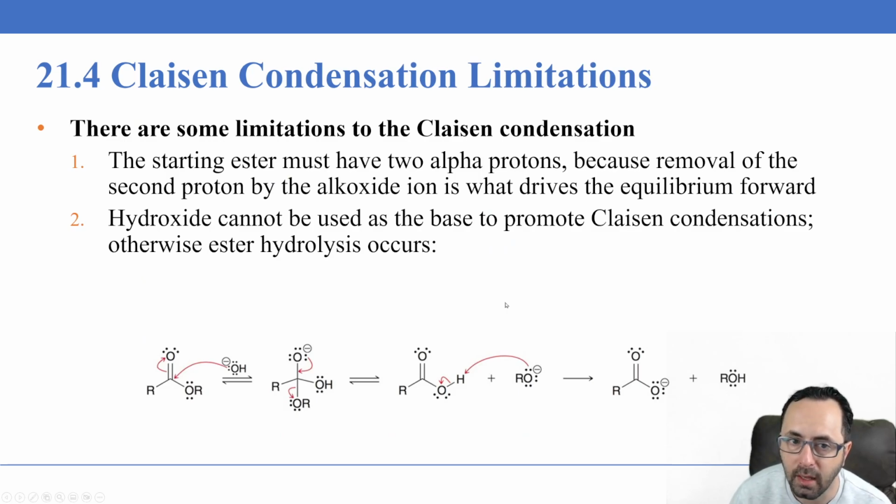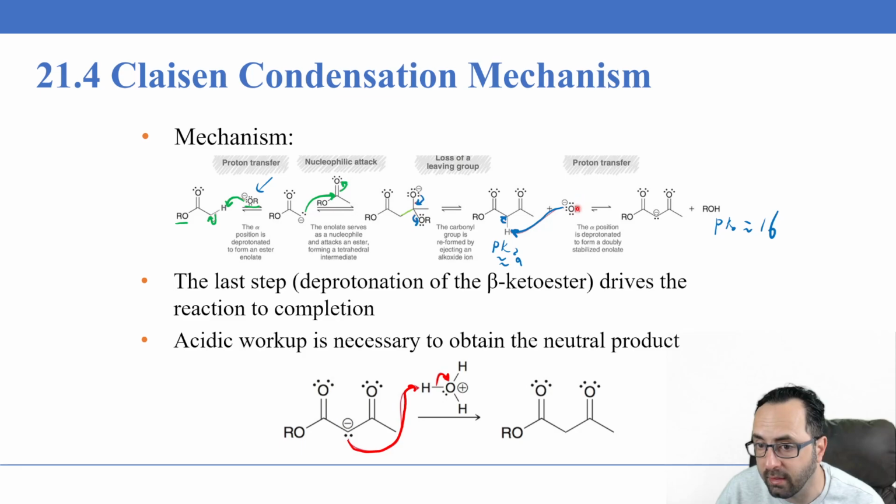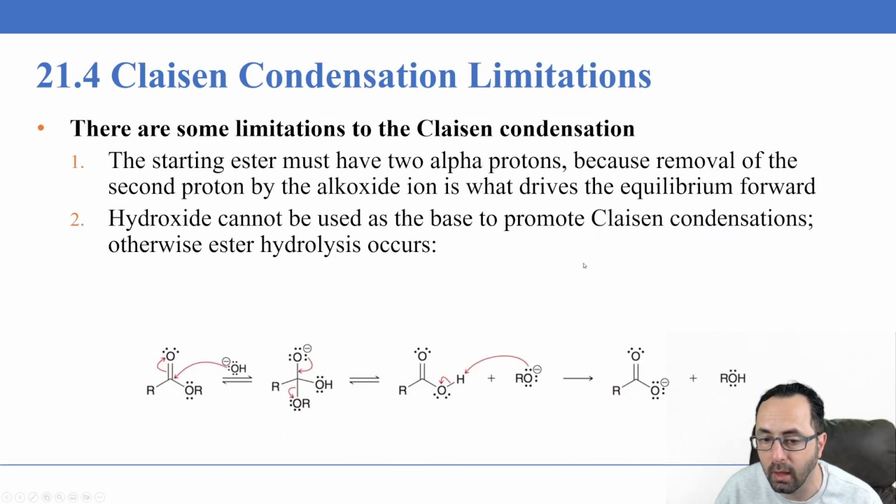So there are some limitations. The starting ester has to have 2 alpha protons, because the removal of the second proton by the alkoxide ion is what drives that equilibrium forward. So this last step is what drives this reaction to completion. And so there's got to be a second proton here to deprotonate to complete this reaction. You've got to have 2 alpha protons to make this work.